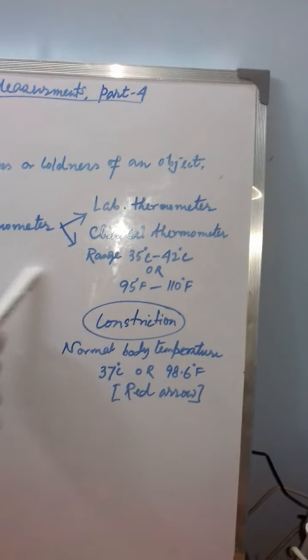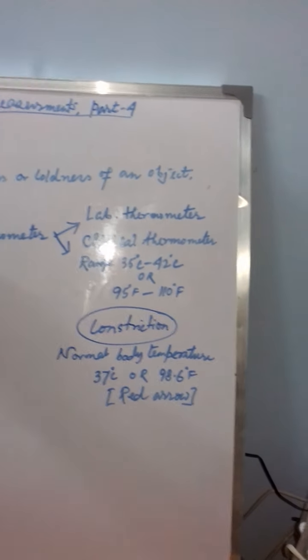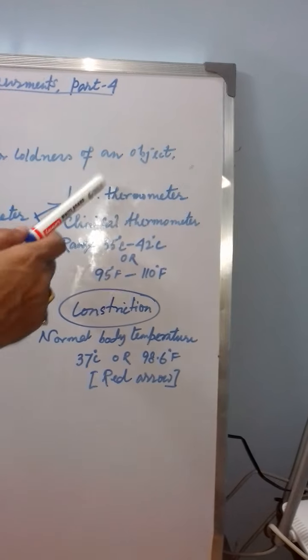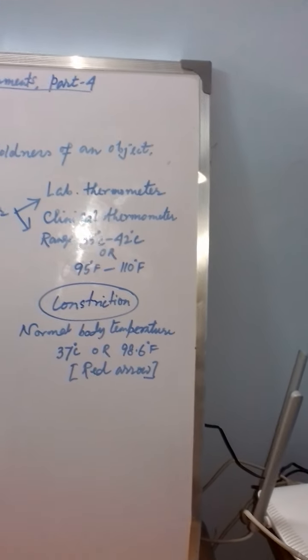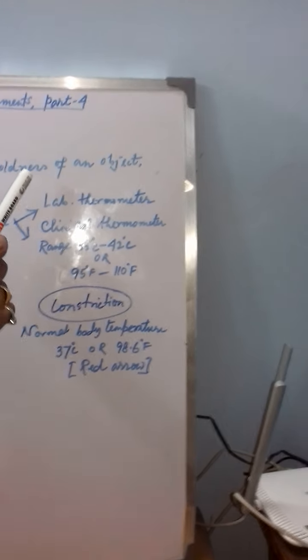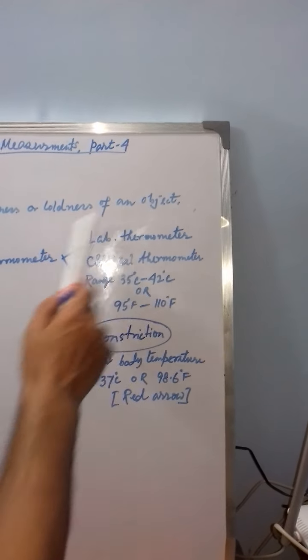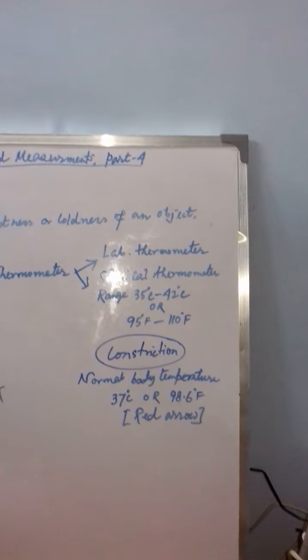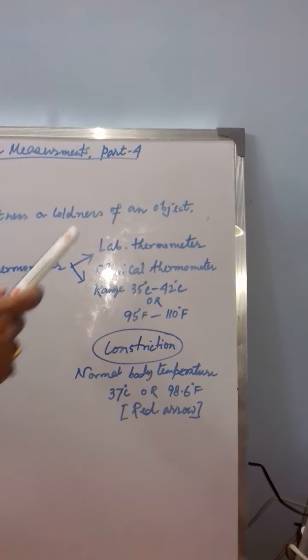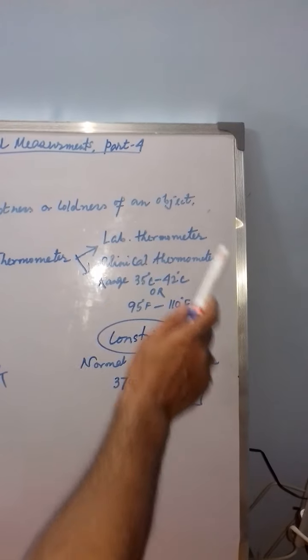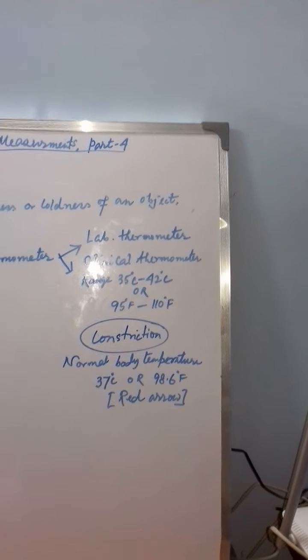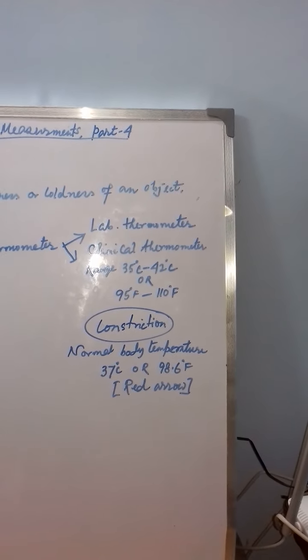Okay. Now we are going to discuss the thermometer, the normal thermometer which is used to measure temperature. Two kinds of thermometers are there. One is the lab thermometer and another is the clinical thermometer. From the name it is obvious that the lab thermometer is used to measure the temperature of different objects in the laboratory. And the clinical thermometer, which is for domestic purposes, we actually use to measure the body temperature of a human being.